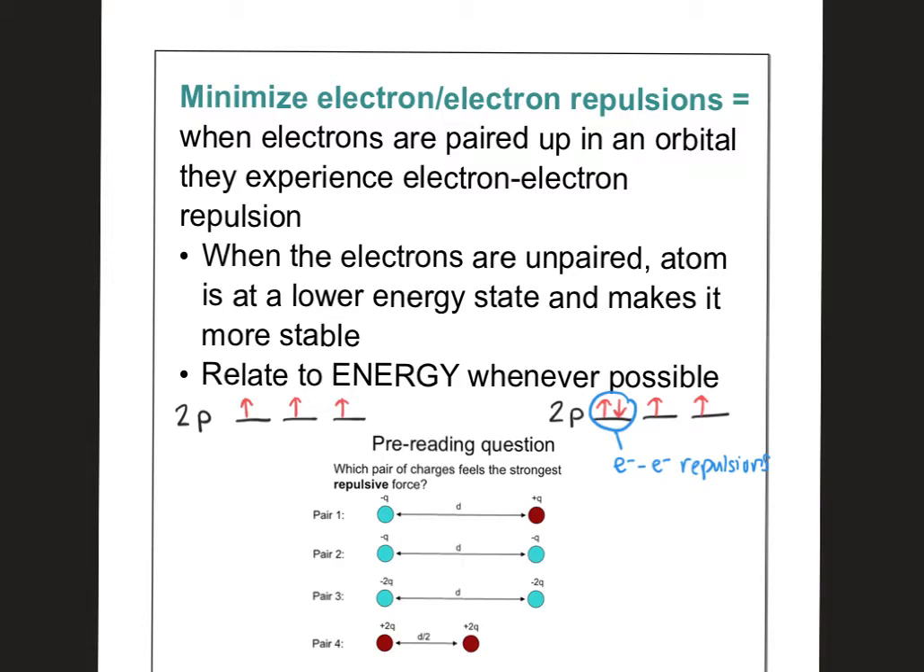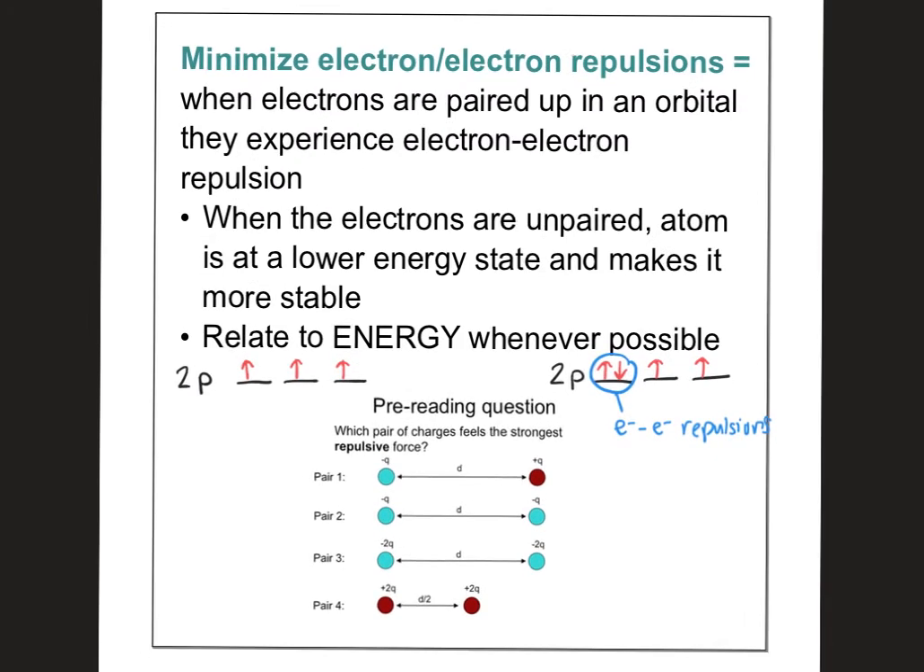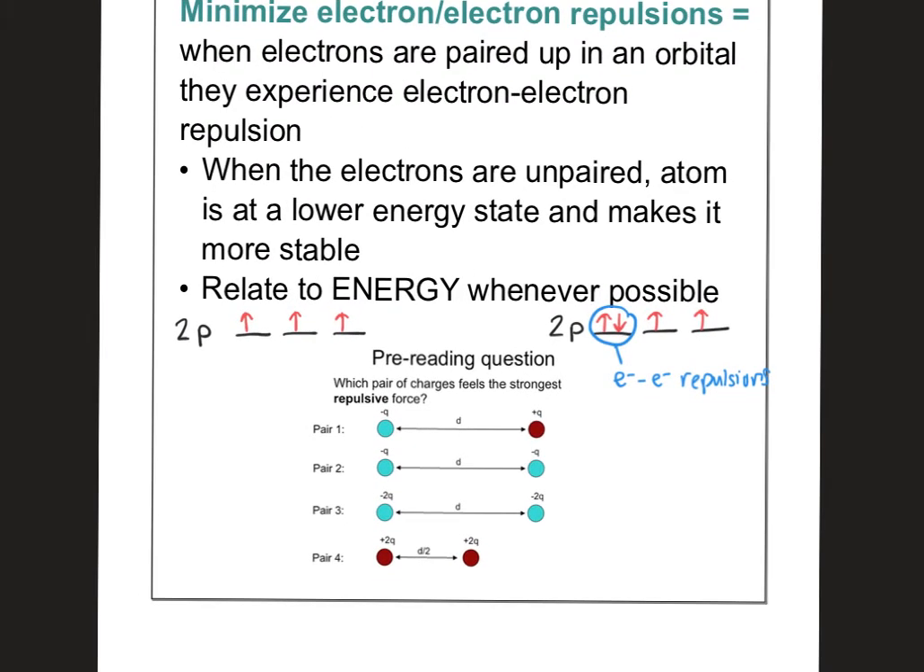Let's look at this little question here. Which pair of charges feels the strongest repulsive force? Take a second, check this out. All right, so it looks like we have equal distance, a negative and a positive. We know that's going to be attraction. A negative and a negative, so we have repulsion here. A 2 negative and a 2 negative, so this will repel more because they're of greater magnitude, same distance.